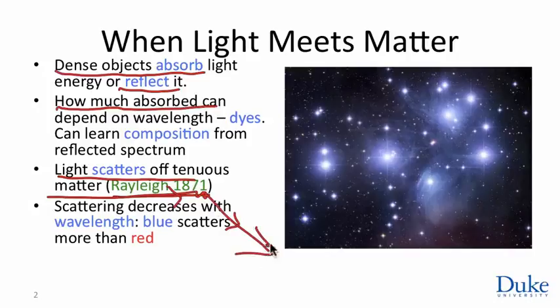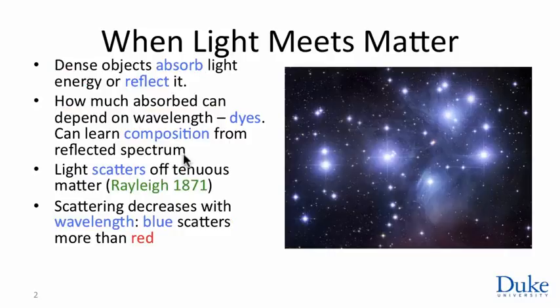What that means is that you, looking here, will see light coming from over there that actually came from over there. You will see light coming from the wrong direction. Now, this phenomenon decreases with wavelength. Long wavelengths scatter far less than short wavelengths. So blue light scatters more than red.